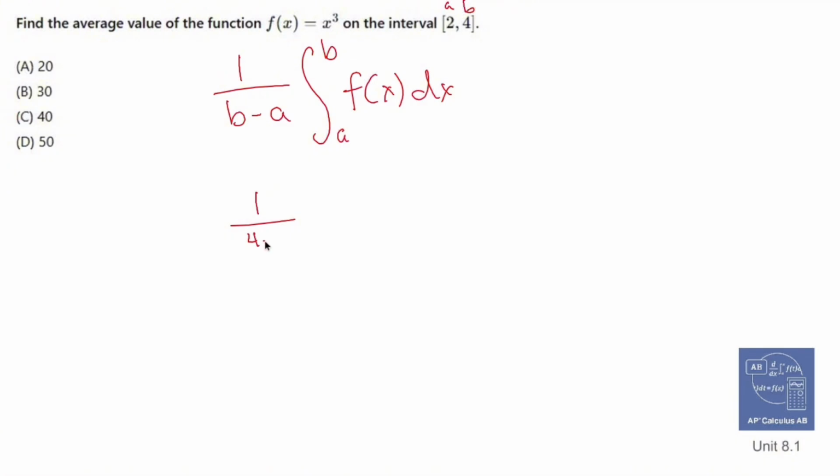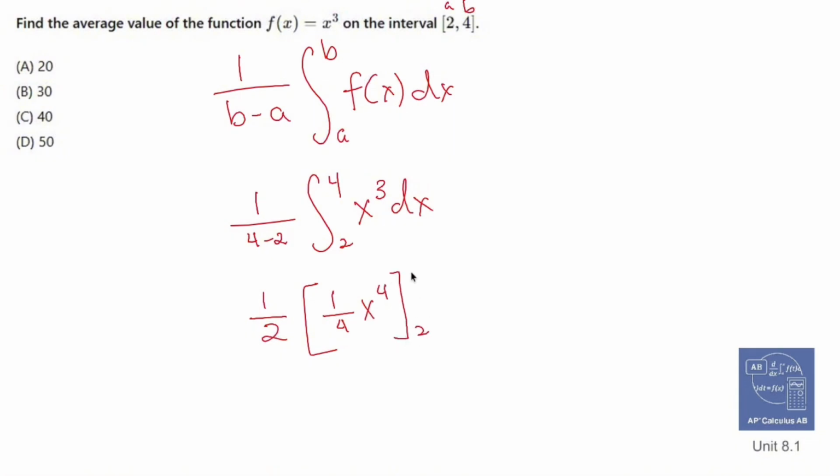1 over 4 minus 2 times the integral from 2 to 4 of x cubed dx. So that's going to be a half, right? This is going to turn into, what is that? 1/4 x to the 4th with limits of integration at 2 and 4. Okay, so now just more plugging stuff in. 1/2 times 1/4 times 4 to the 4th minus 1/2 times 1/4 times 2 to the 4th.